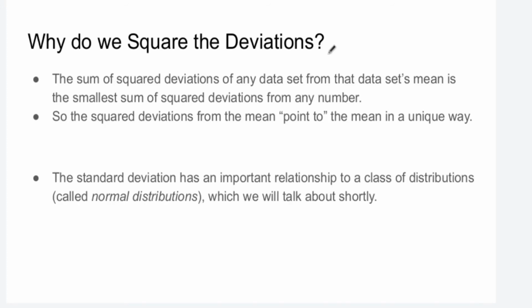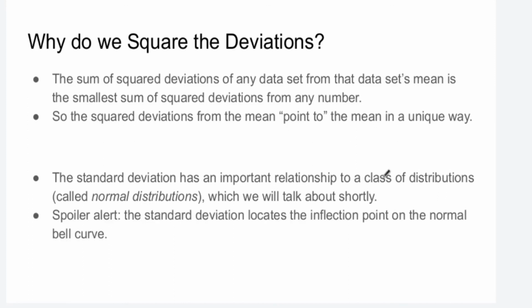Another thing about the standard deviation is it has an important relationship to a class of distributions of data we'll talk about in much more detail in our next unit, and these are called normal distributions, which are also sometimes called bell curves, and they're probably on the cover of most statistics textbooks. We'll talk about those shortly. Spoiler alert, if we look at a bell curve like this, here we have the mean in the center, or x bar. The standard deviation is the distance from the mean to the inflection point of that function. That's a thing we can prove.